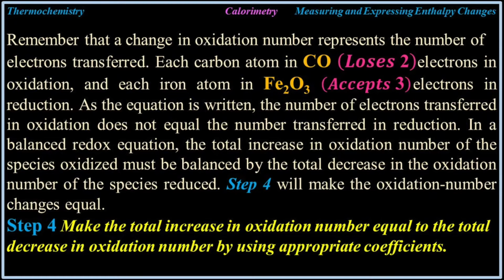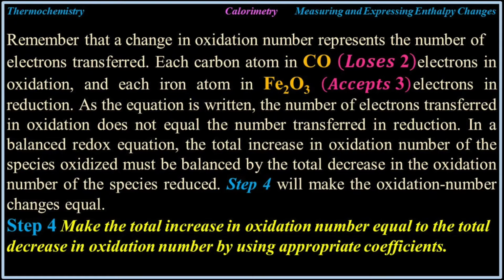Remember that a change in oxidation number represents the number of electrons transferred. Each carbon atom in CO loses 2 electrons in oxidation, and each iron atom in iron 3 oxide accepts 3 electrons in reduction. As the equation is written, the number of electrons transferred in oxidation does not equal the number transferred in reduction. In a balanced redox equation, the total increase in oxidation number of the species oxidized must be balanced by the total decrease in the oxidation number of the species reduced. Step 4 will make the oxidation number changes equal.